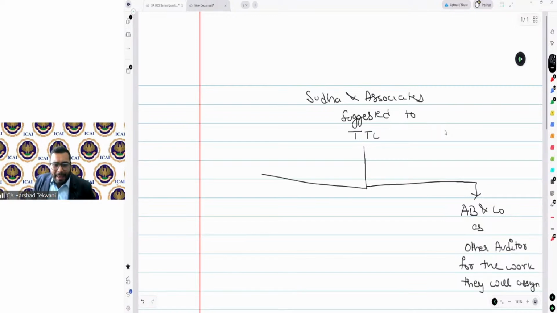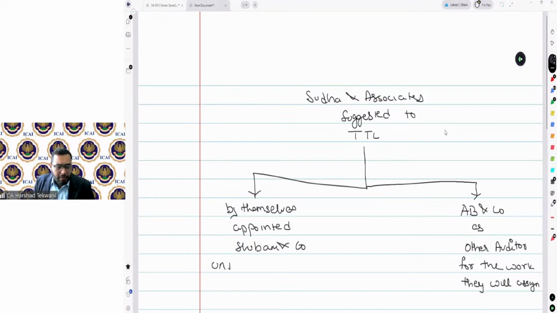And TTL by themselves appointed Shubham and Company under Company Act as stat auditor. So they appointed AB and Company as the other auditor, and they appointed Shubham and Company as the stat auditor. Can this be done?